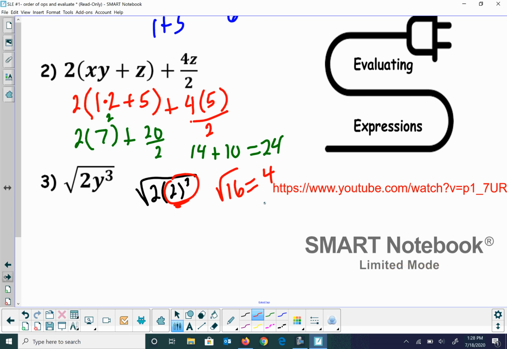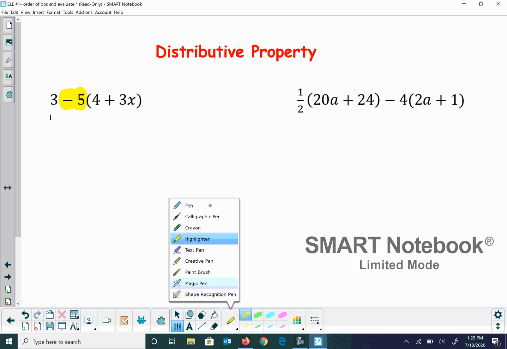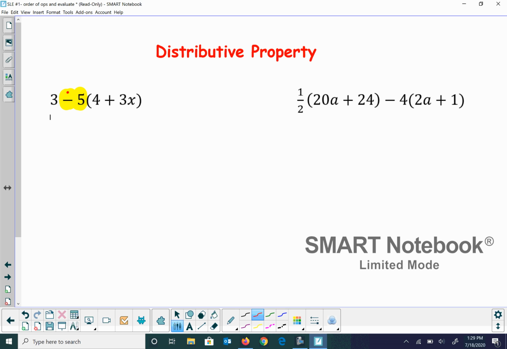No other problems there? All right, distributive property. So this distributive, when you have things grouped and you have a number out in front, you want to make sure you distribute over. Now, things you want to be careful of, and I'm going to highlight this right here. This portion right here, notice there's a -5 preceding the parentheses. So I'm going to distribute both the negative and the 5 to both of those. So I have 3 minus 5 times 4 is 20. -5 times 3 is -15. And then I have an x.